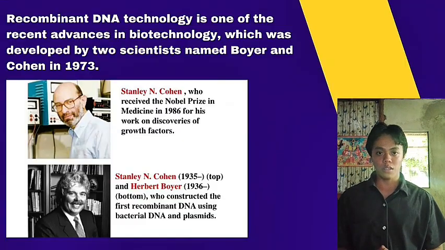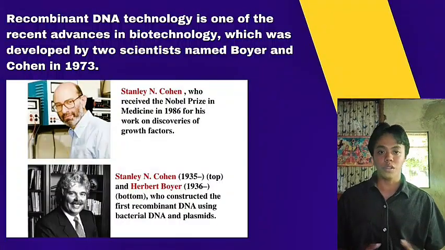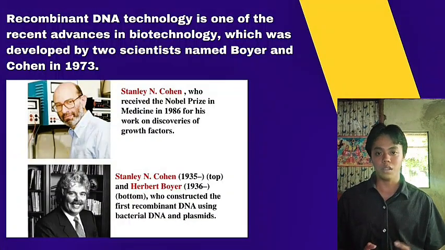Let's take a moment to acknowledge the pioneers of recombinant DNA technology. Recombinant DNA technology is a recent advancement in biotechnology, developed by scientists Boyer and Cohen in 1973. As shown in the slide, Stanley Cohen received the Nobel Prize in Medicine in 1986 for his work on discoveries of growth factors. Stanley Cohen and Herbert Boyer together constructed the first recombinant DNA using bacterial DNA and plasmids. Their groundbreaking work laid the foundation of modern genetic engineering.